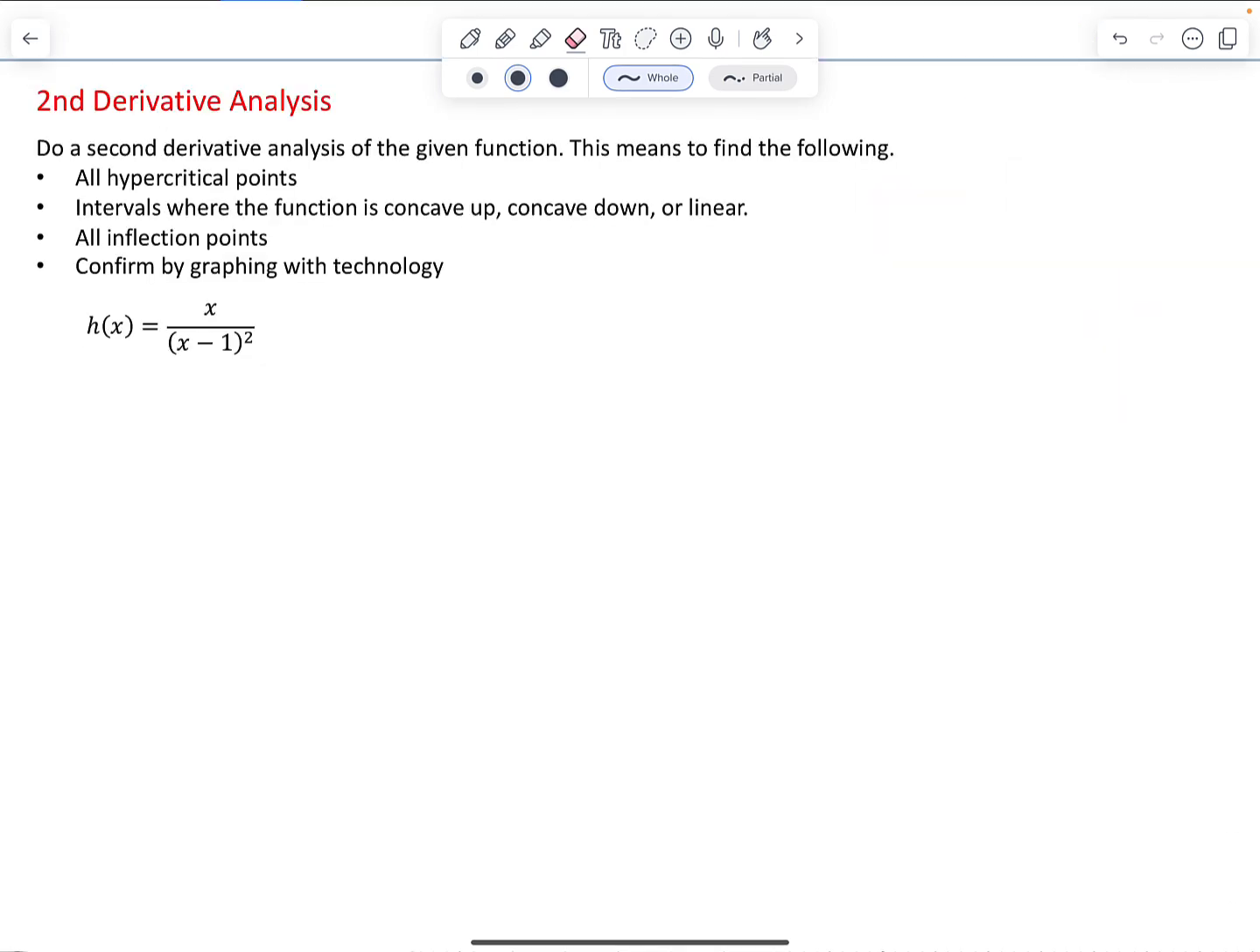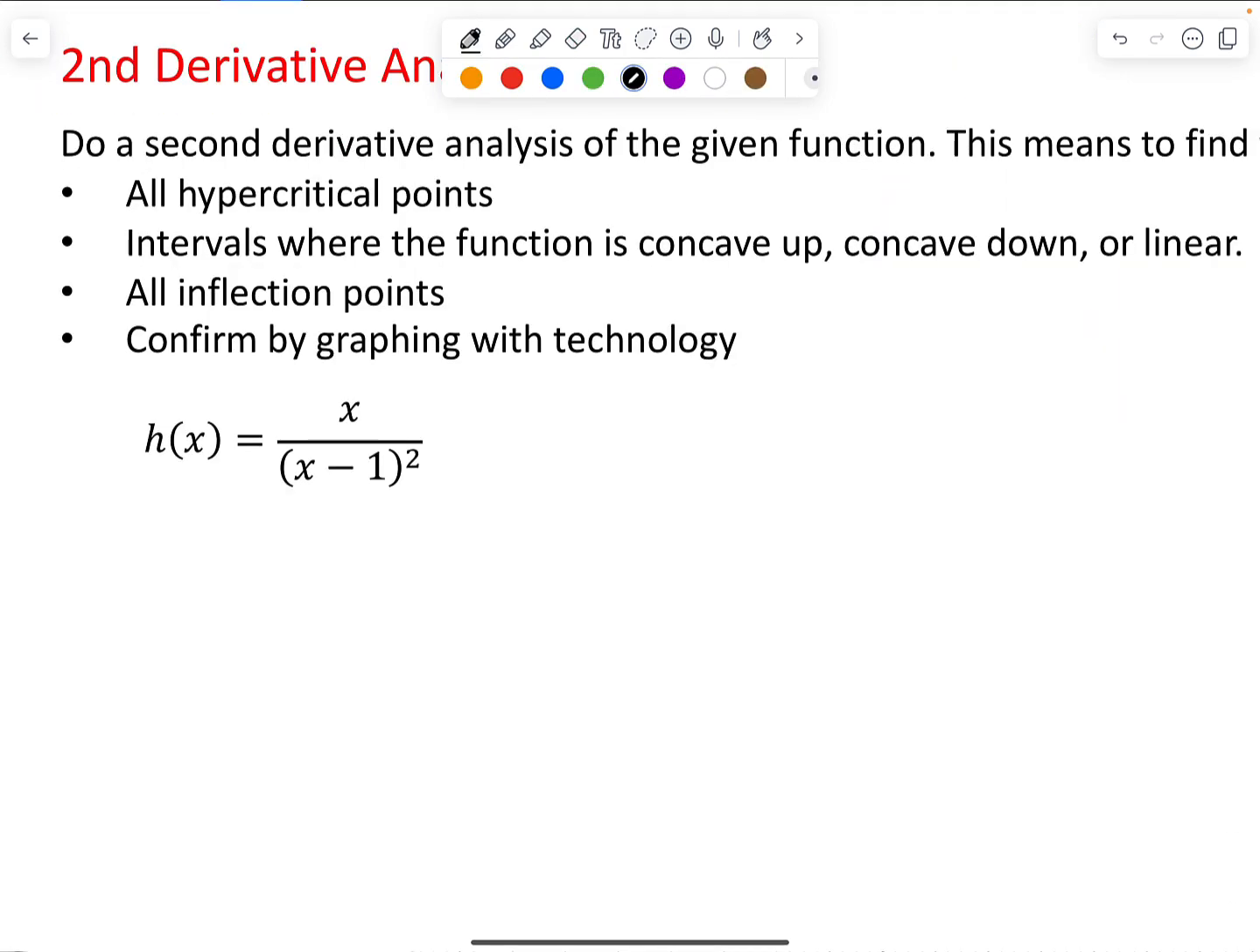Same instructions, new function. H of x is a rational function. The domain is going to have a restriction because we cannot divide by 0, and if x is 1, we'll have division by 0. If you try to plug 1 into this function, you'll get 1 over 0, and non-zero over 0 in a rational function always indicates the presence of a vertical asymptote. But x can be anything from negative infinity to 1, union from 1 to infinity.